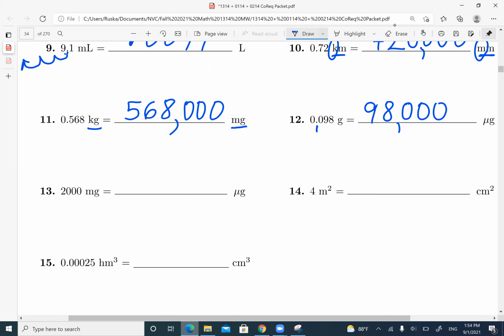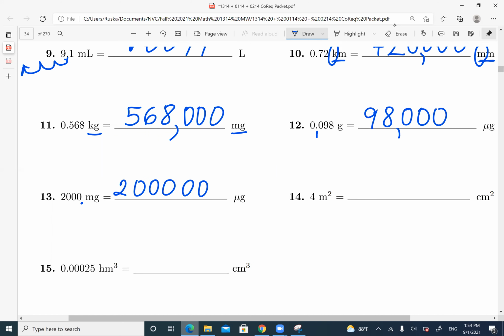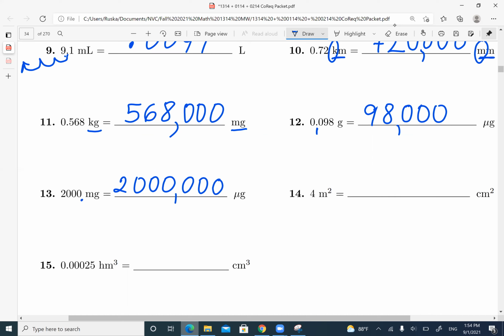So milligrams to micrograms, I have 2,000. And I have to move it through 3 more places. So it's here, and I have to do 3 more zeros, right? So it's actually going to be 2 million micrograms. Okay? Everybody get that?